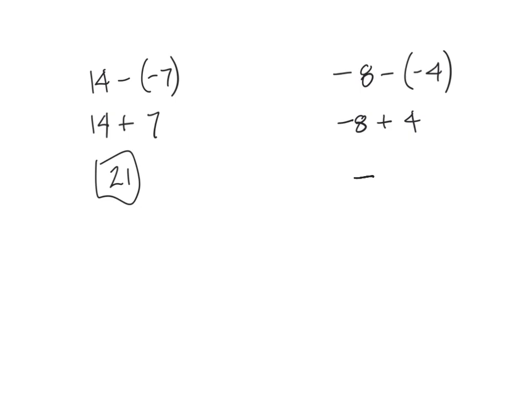And then I'm just going to take the difference between the absolute values. So that would be 8 minus 4. So I've got negative 4. And that is the sum of negative 8 minus negative 4.